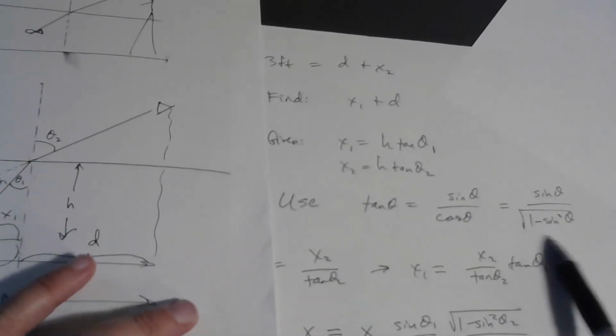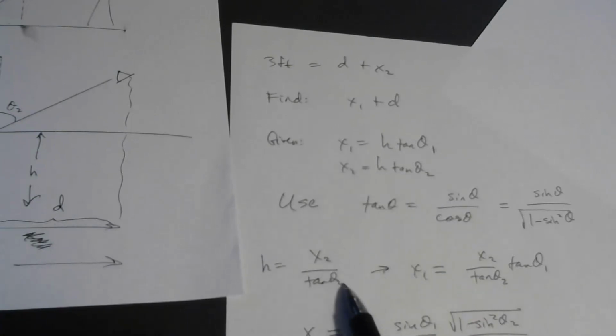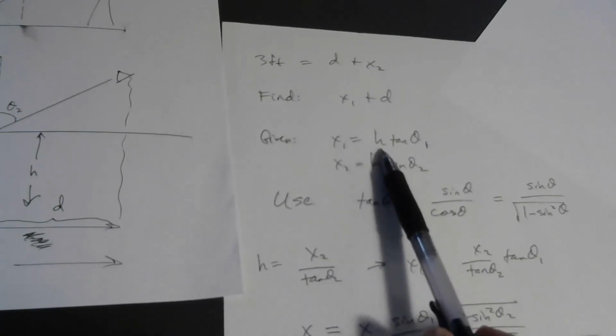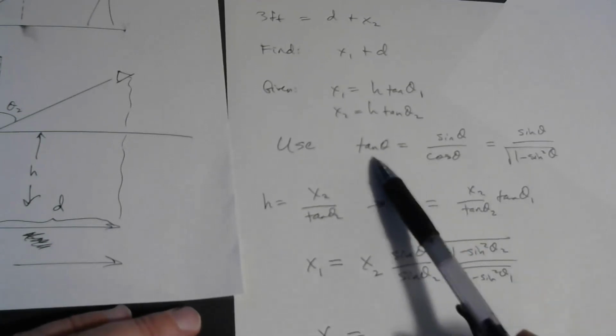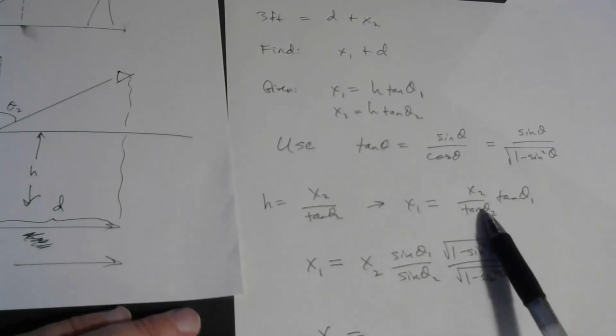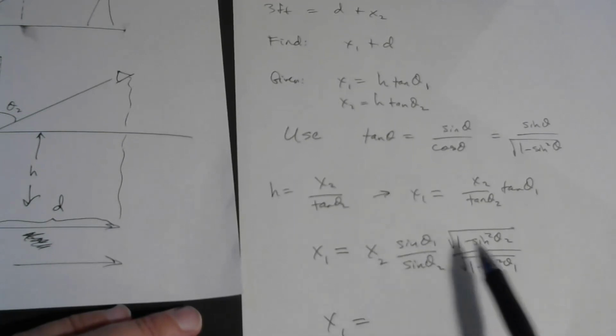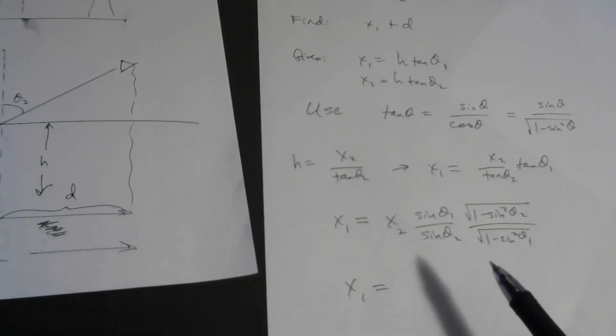So I could use this fact. Tangent is sine over cosine, and I could rewrite cosine as the square root of 1 minus sine squared. This is already getting messy. Now, if I solve this second relation for h, it would be x2 over tangent theta 2. I could take this expression for h and plug it in here and write x1 as x2 over tangent theta 2 times tangent theta 1. And now I'll use this trig identity for tangent theta to insert expressions in terms of the sines of theta. x1 would be x2, and you can check if you want that this is legit. Now this is looking like something I can apply Snell's law to.